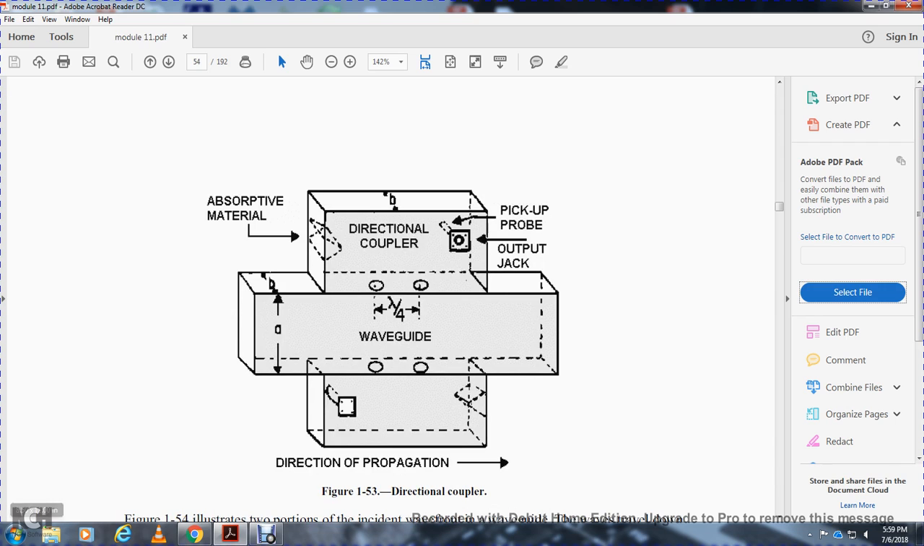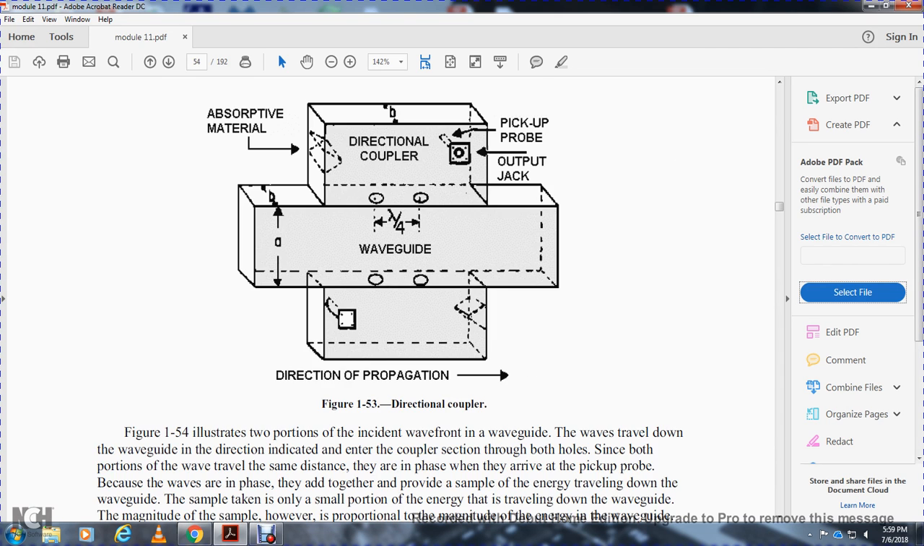Figure 153 shows the directional coupler, the absorption material, the pickup probe, the output jack, the 1/4 wavelength waveguide, and the direction of propagation.